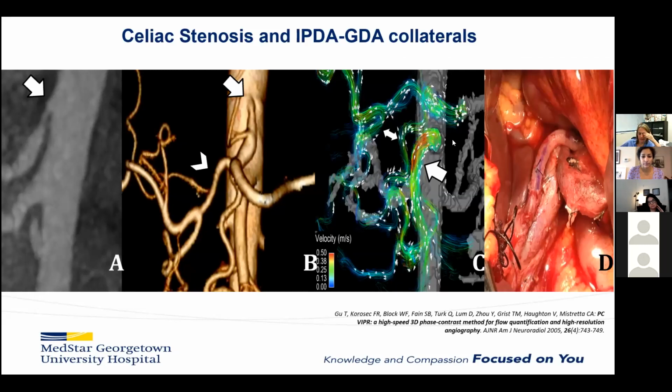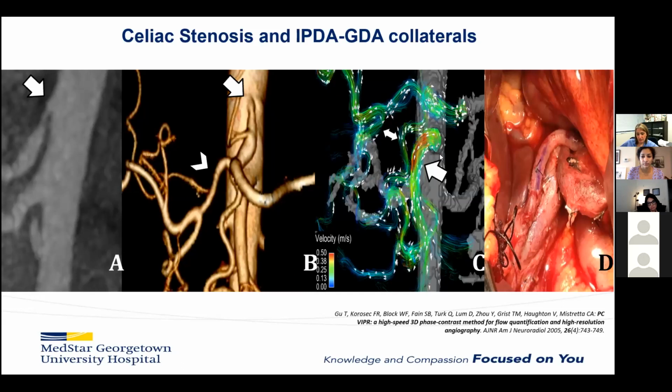This is an MR PC Vipr trying to show the directionality of flow. So basically you can see in this patient who needed a Whipple and had a celiac stenosis, the flow was coming down the SMA, retrograde up the GDA, and then into the liver, and then over into the splenic and into the stomach. So when we sacrifice the GDA in a Whipple, all of this comes out, which now means the stomach, the spleen, and the liver don't have any arterial flow.